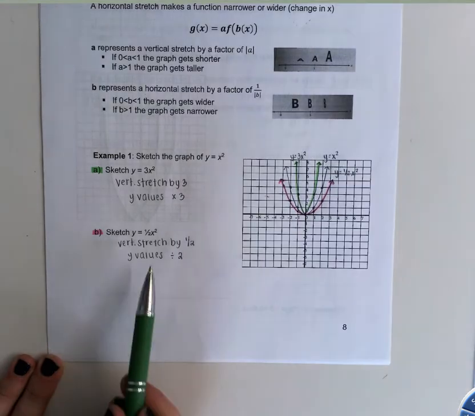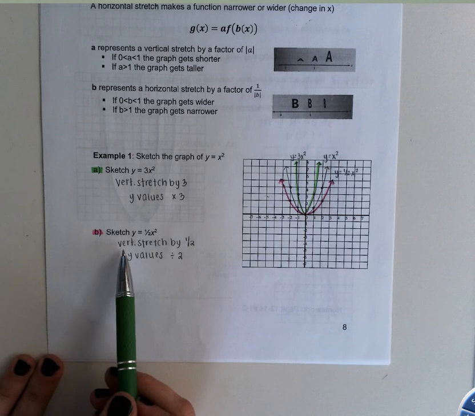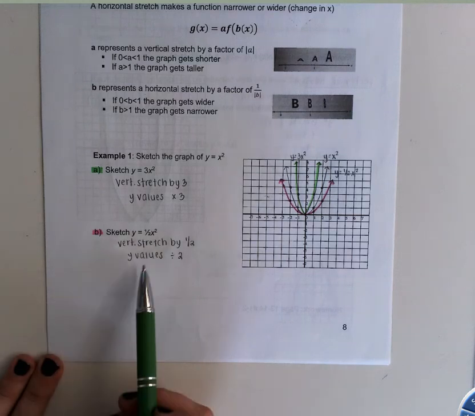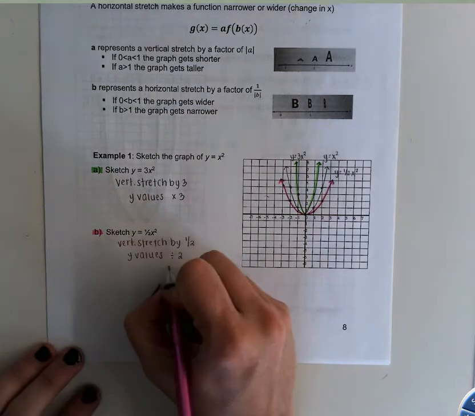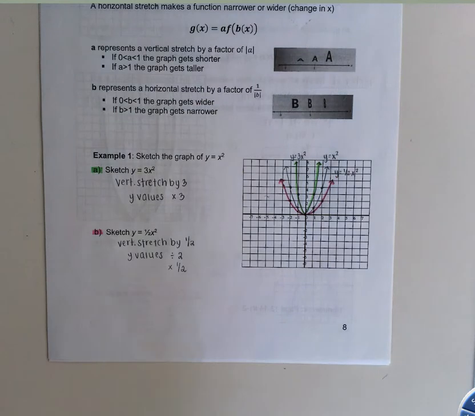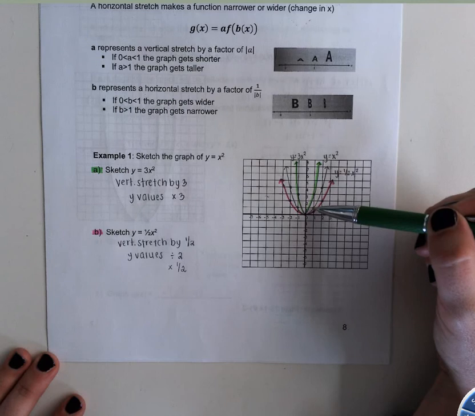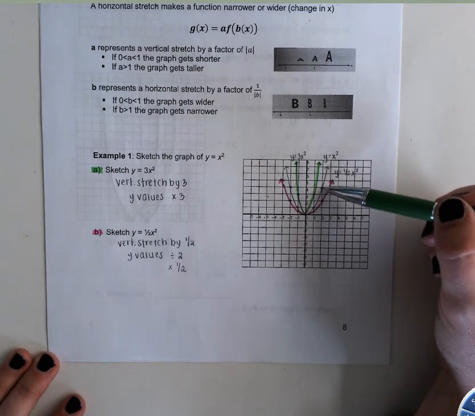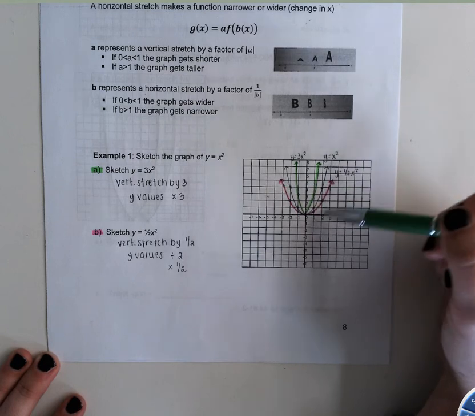For the second one, I've got y equals 1/2 x squared. So this is a vertical stretch by 1/2. And the y values are being either, you can think of it as divided by 2, or think of it as multiplied by 1/2. Both of those things mean the same thing. So instead of 1, 1, I now have 1 and 1/2. Instead of 2, 4, I now have 2, 2, because I'm dividing the y values by 2. So this graph ends up looking wider.